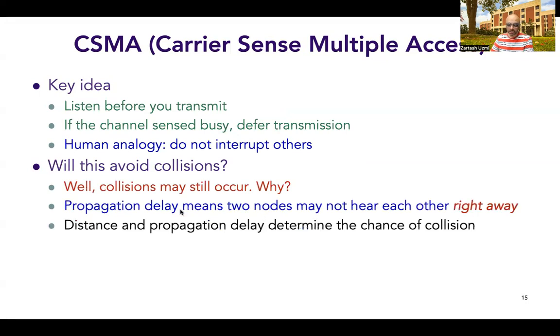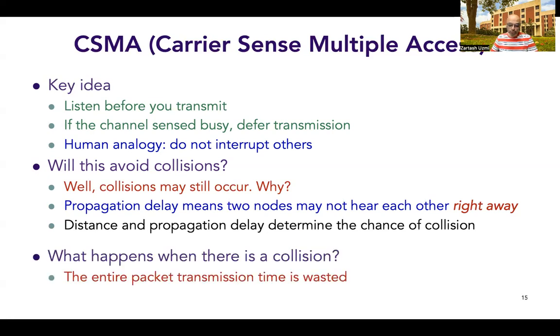And why is that? Because there is a propagation delay, which means that 2 nodes which are far apart may not be able to hear each other right away. They are at the far end and they will transmit simultaneously. The chance of collision in this case is dependent upon the distance and propagation delay. But there is a chance that signals will collide, packets will collide. So what happens when there is a collision? The entire packet transmission is wasted. Maybe it took you a few milliseconds to transmit that packet. That time is wasted. You will have to retransmit that packet. So this is the basic carrier sense multiple access.